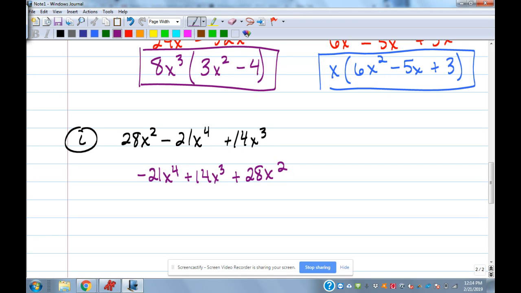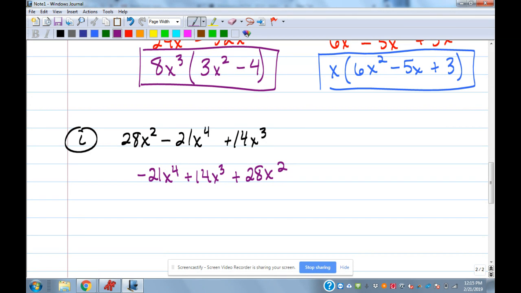Now, look at that piece that's in the front. What's different about it compared to the other two? It's negative. Anytime the front term, when you get it in descending order, is negative, when you find the GCF, I want you to pull that negative with it. So let's find the GCF of 21, 14, and 28. 7. All right, 7 goes into 14, and 21, and 28. Okay, is that the biggest one?